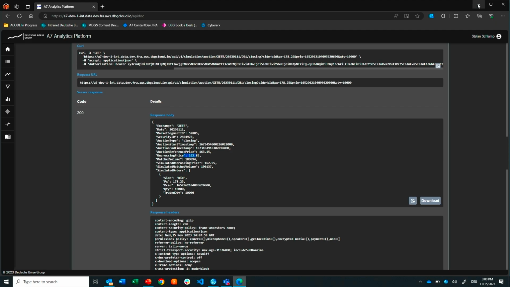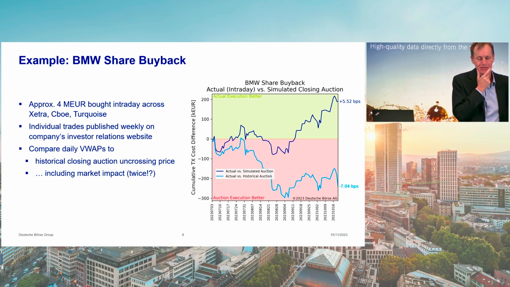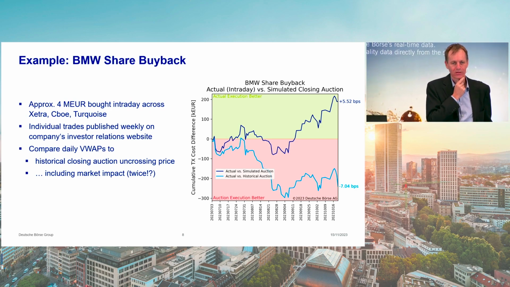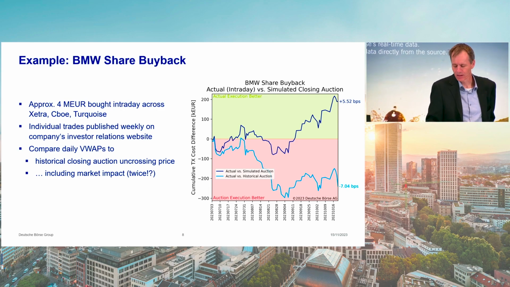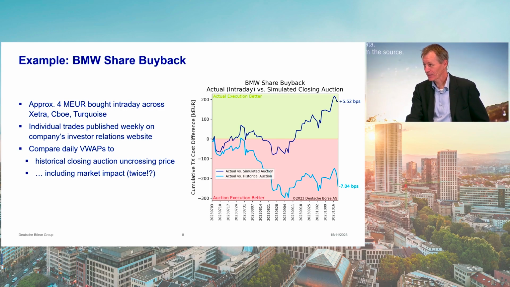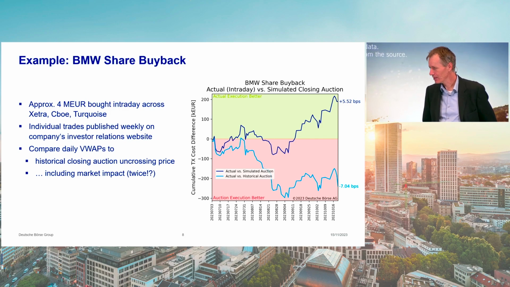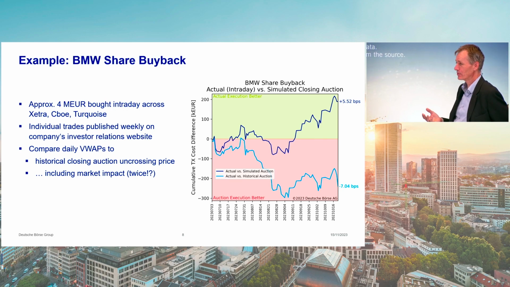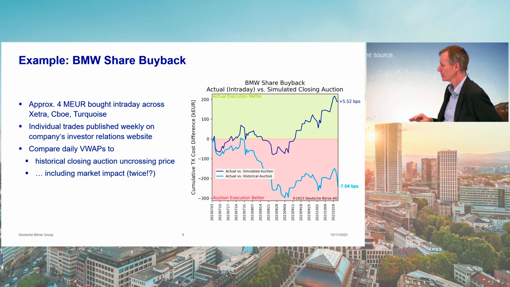Right. So suppose you're a big Bavaria-based car manufacturer, and you have a big share buyback program that you've announced for, I think, 2 billion euros, all public data, by the way. So this big car manufacturer publishes every single trade by venue, price, time, everything. Now suppose everything is executed in the intraday, nothing in the auction at the moment. Now suppose you wonder, what if I just put everything I executed over the day into the closing auction? Would that have been better or worse?